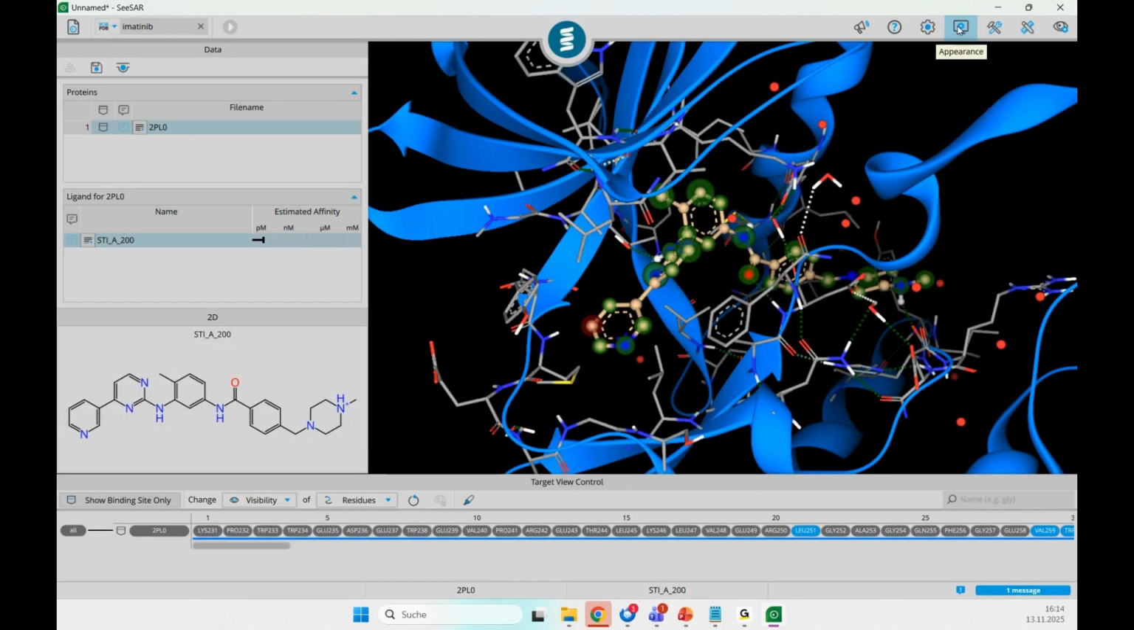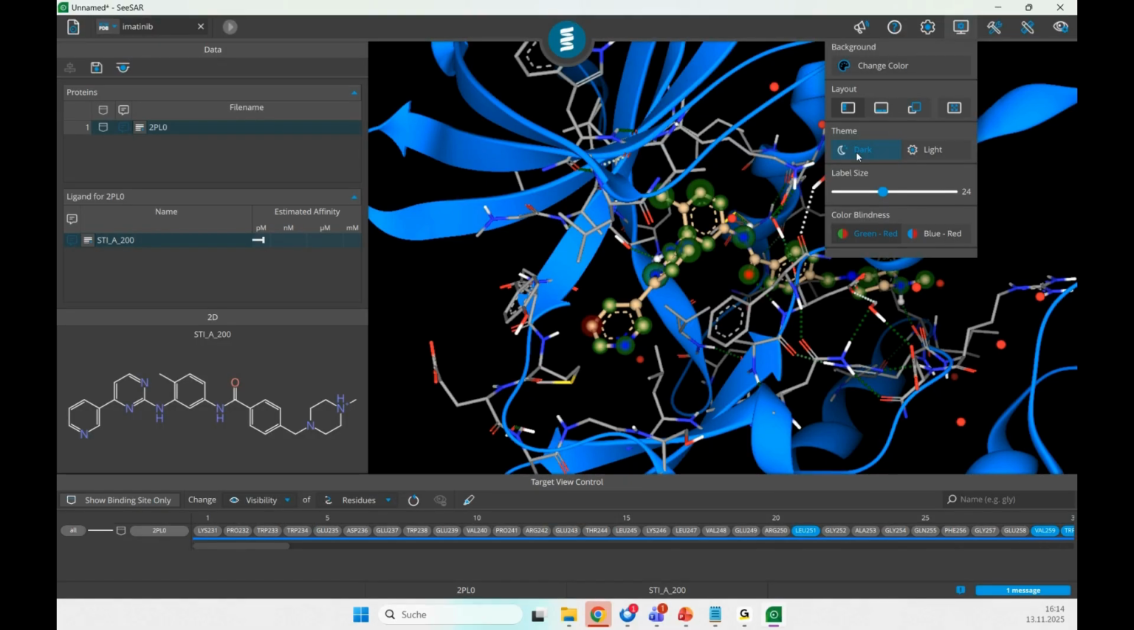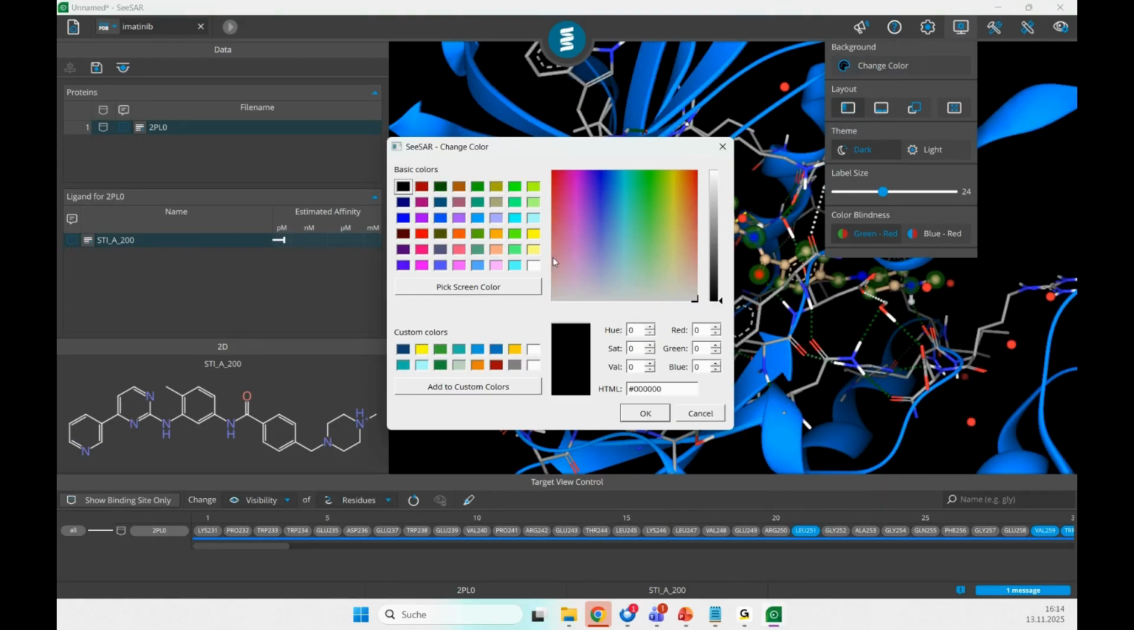Next up is the appearance of SeeSAR. Usually I don't work with the light version. I go for the dark theme because for me it's just a little bit smoother and easier on the eye. You can lay out the windows in SeeSAR as well. Some people like to operate like this, especially if a very long screen can be kind of interesting, or work into the height.